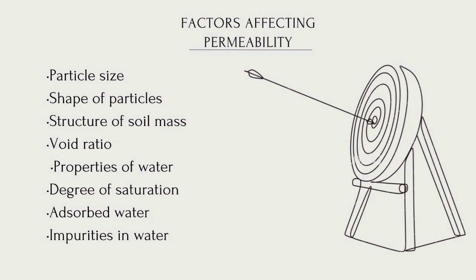Now adsorbed water. Adsorbed water is the water layer formed around the soil particle, especially in the case of fine grained soils. This reduces the size of the void space by about 10%. Hence, the permeability reduces. And the last point, the presence of organic matter decreases the permeability. This is due to blockage of voids by the organic matter.